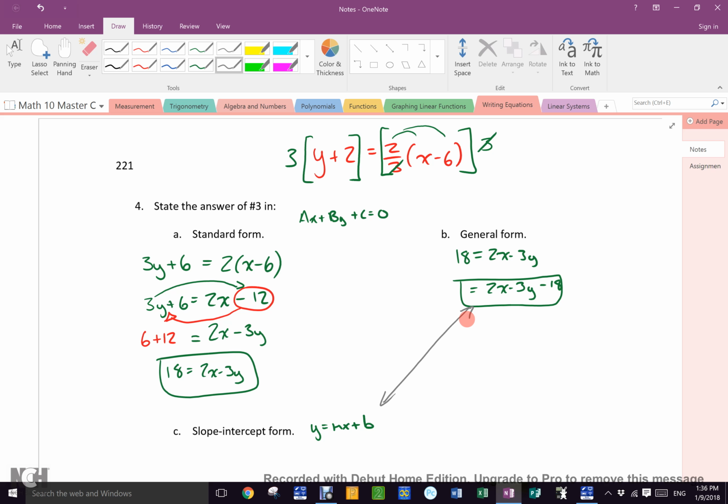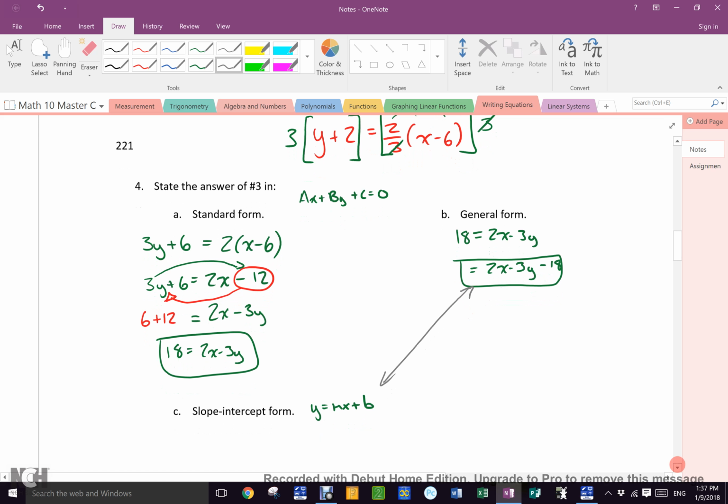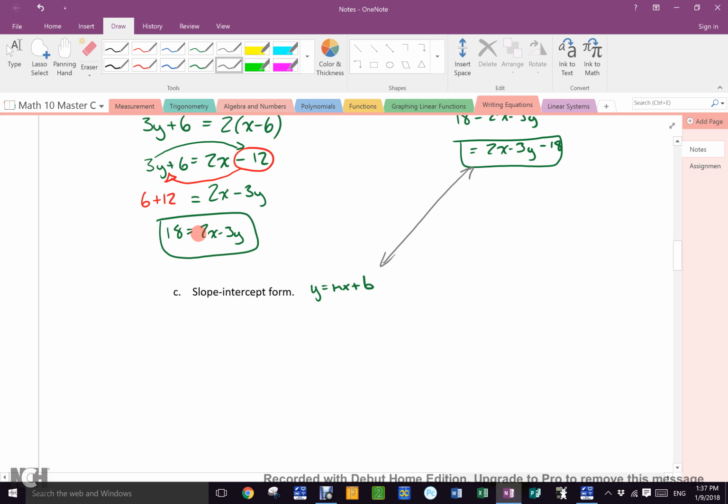Now, is that always going to be the case? No, sometimes you're going to have to deal with fractions. Sorry. But if you can get rid of them, it's a good idea to try. Right? So now, let's take this guy and move him into this form. So I've got 2x minus 3y minus 18 equals 0. And I need that. What do I have to do?